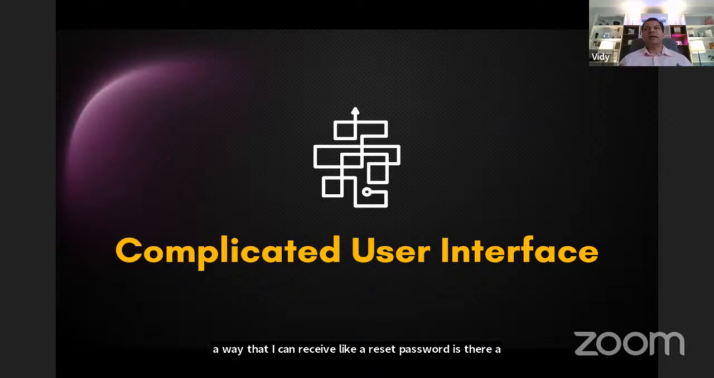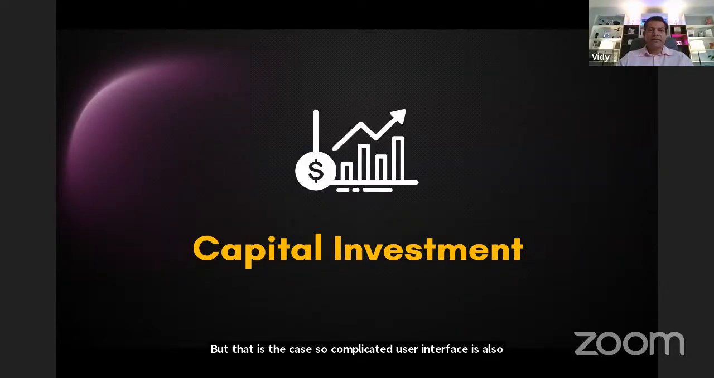But it is not, because that is not considered to be secure, and conveying that concept that no, you cannot in fact reset your private key or use a forgot private key option, they just don't get an understanding of why this would not be possible. But that is the case. So complicated user interface is also one challenging problem with blockchain adoption.